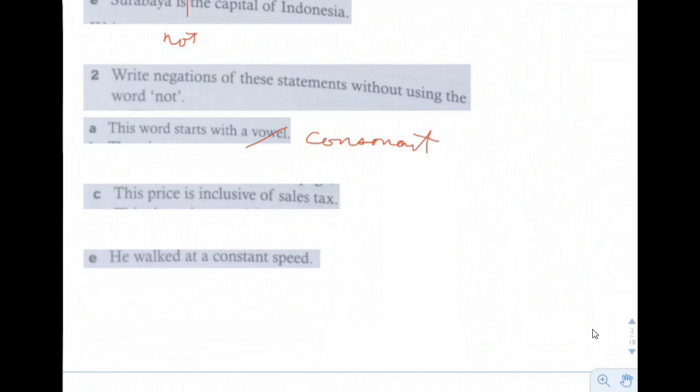This price is inclusive of sales tax. Okay, so we could say this price does not include sales tax. Or we could say, oh, we're not supposed to use the word not. Oh my gosh. This price is exclusive of sales tax.